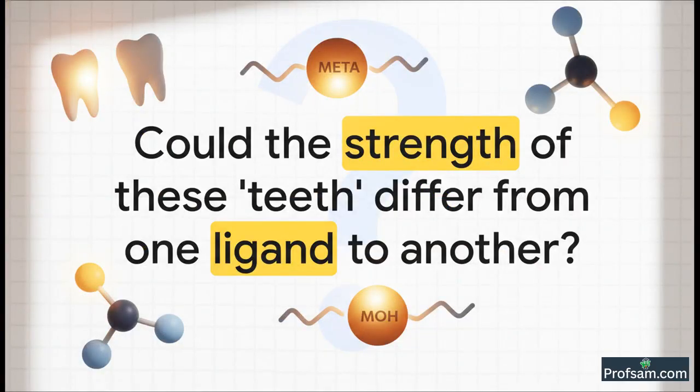And to leave you with something to think about, we have talked about the number of teeth a ligand has. But is it possible that all teeth do not have the same biting strength? Could some ligands form much stronger bonds than others, even if they have the same number of teeth? We'll explore that question next time.